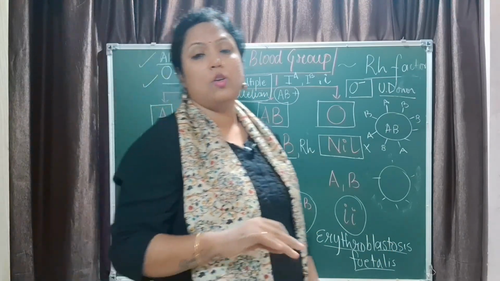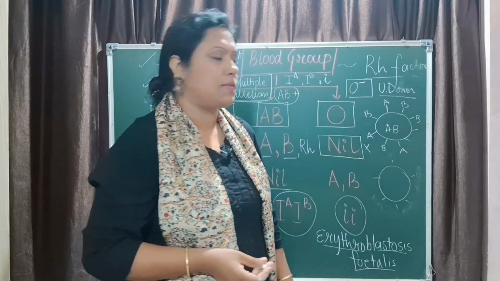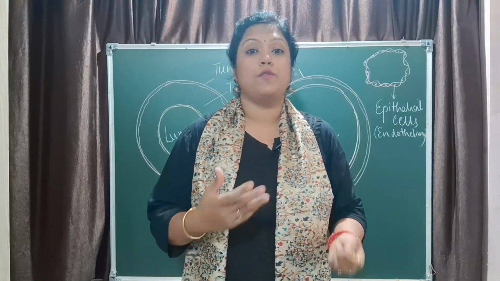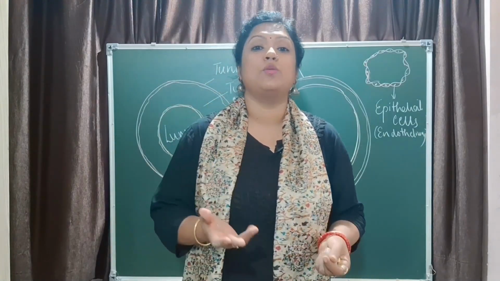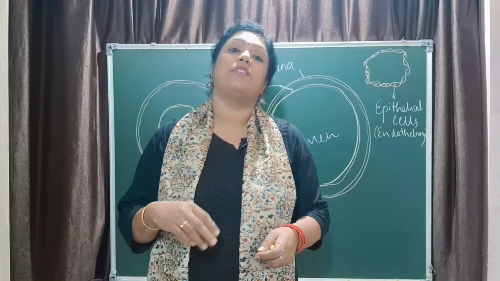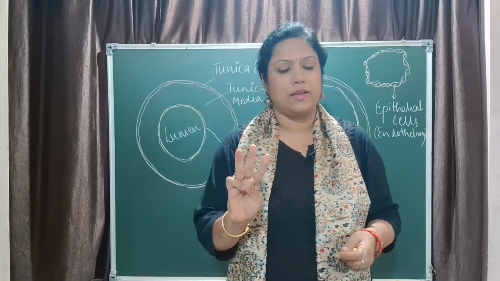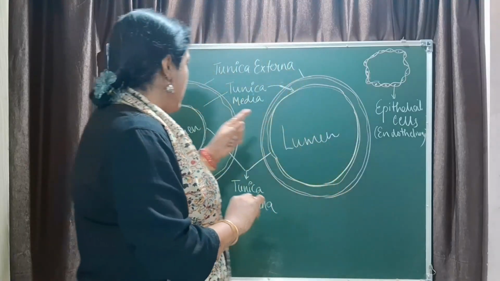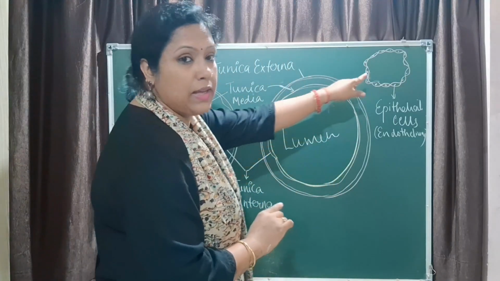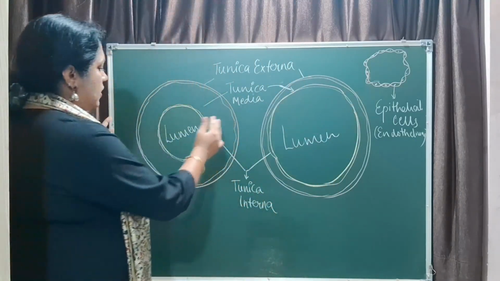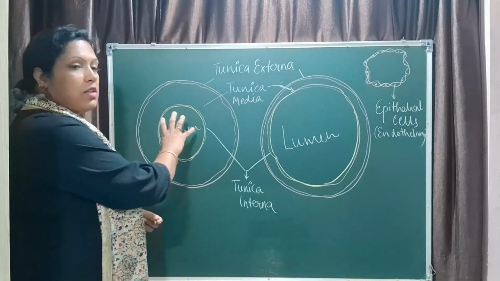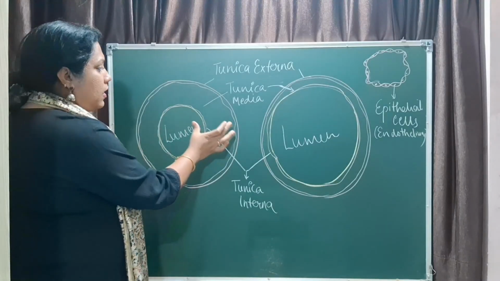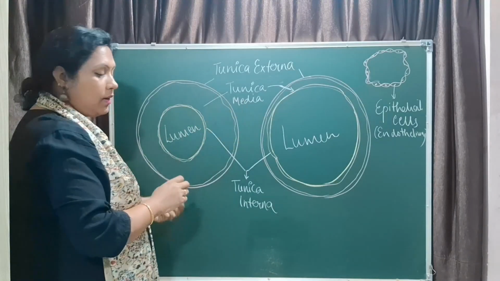Let us move ahead to the next topic, that is the blood vessels. We talked about the blood, the fluid which flows in the tube. What are those tubes? The blood vessels. What are the different types of blood vessels? There are 3 types: arteries, veins and capillaries. Arteries have got a smaller lumen and a wider tunica media.